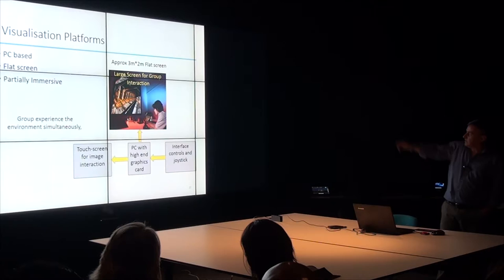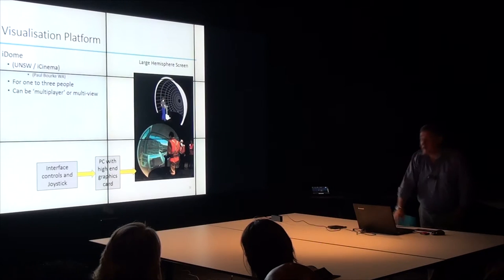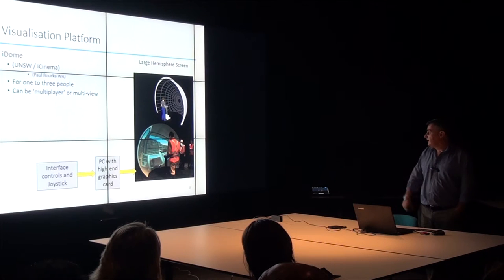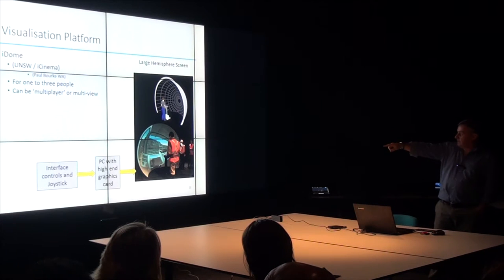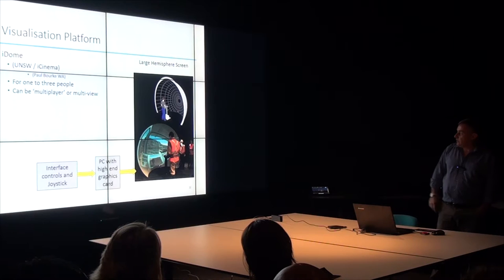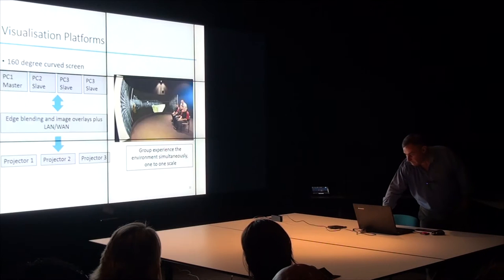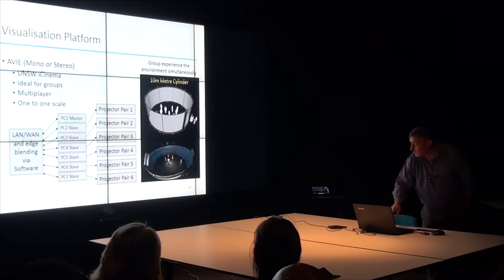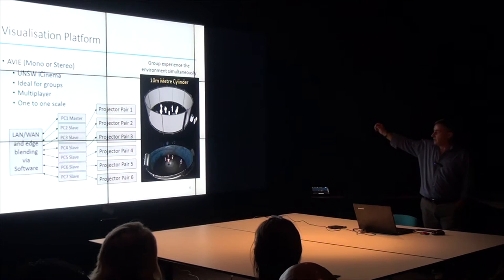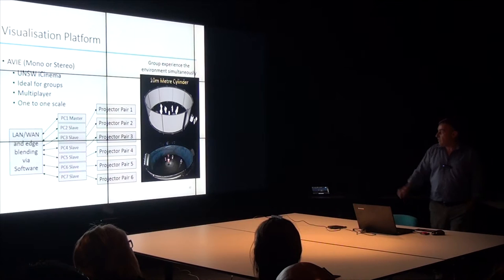The first one was in the original format. The second one was an iDome, like the dome behind you there. Each one had an interface and joystick controls with high-end graphics cards, and people could actually interact with the mining environment. The idea was that those would be for one to three people looking at specific tasks. And then we went up to the large-scale 10-meter cylinder, where we can get groups of people in and they can do their training.